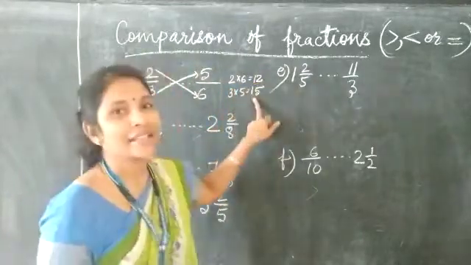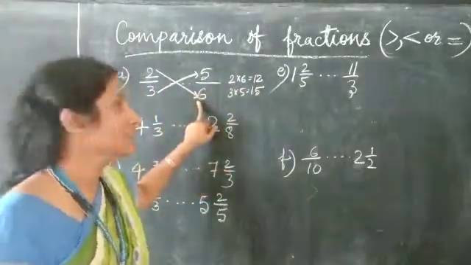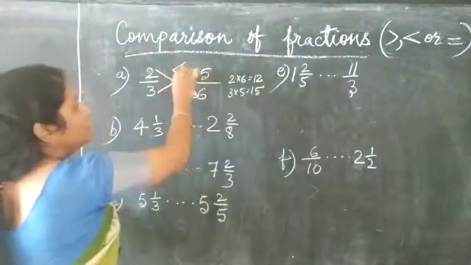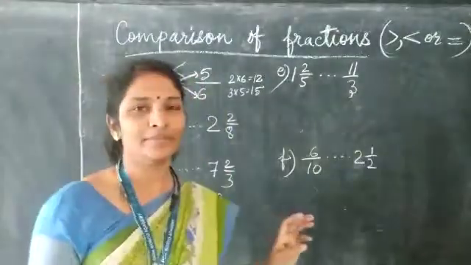Your second answer is greater. It means your second fraction is greater. So 5 by 6 is going to be the greater fraction. We can put the sign accordingly.